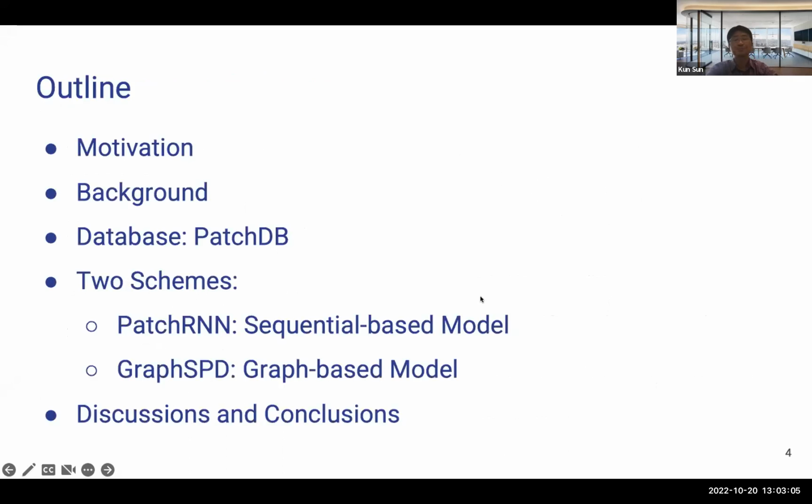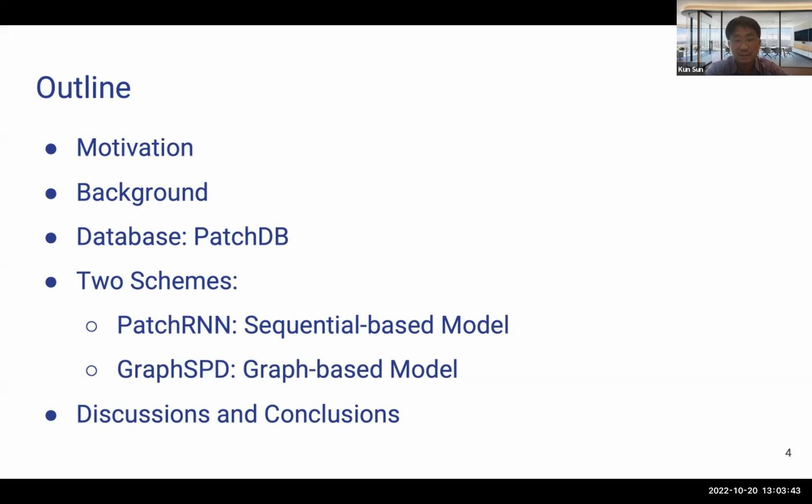Okay, the outline for today's talk. First, I will give some motivation for our research and some background about what a software patch is, what a security patch is. Then I will talk about our work, how we collect security patches and put them into one data set, PatchDB, which we have just open sourced.